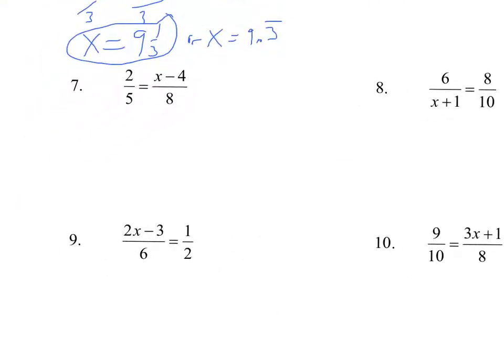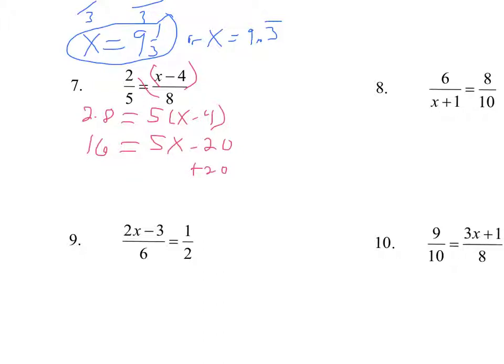Number 7. Alright, same kind of thing here, except you notice one of our parts of the fraction has more than one thing in it, this x minus 4. So you might remember you have to put a parenthesis around that. So on one side you're going to have 2 times 8. On the other side you're going to have 5 times parentheses x minus 4. So that's 16 and 5x minus 20, because you got to distribute that 5. And now it's just a normal problem.